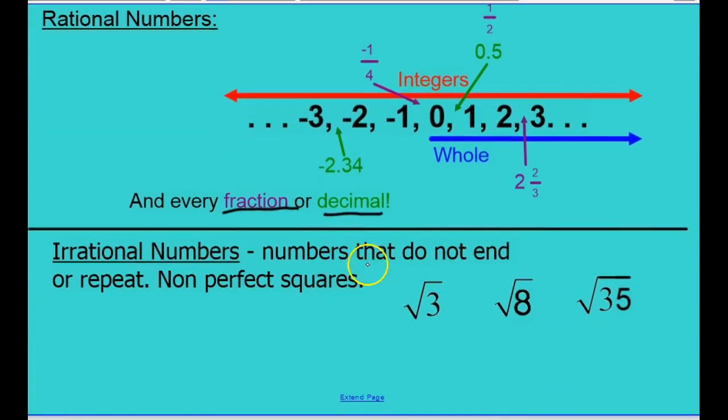Irrational numbers are numbers that do not end or repeat, or they're non-perfect squares. So these numbers, they would not end. So if we did the square root of 3, we would get 1.732 on and on and on. Just like with all the rest of these, they would just keep going on and on. They are non-perfect squares.